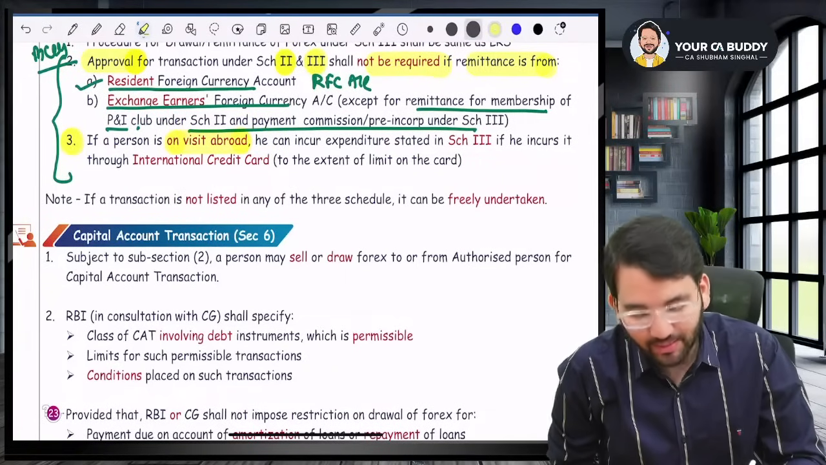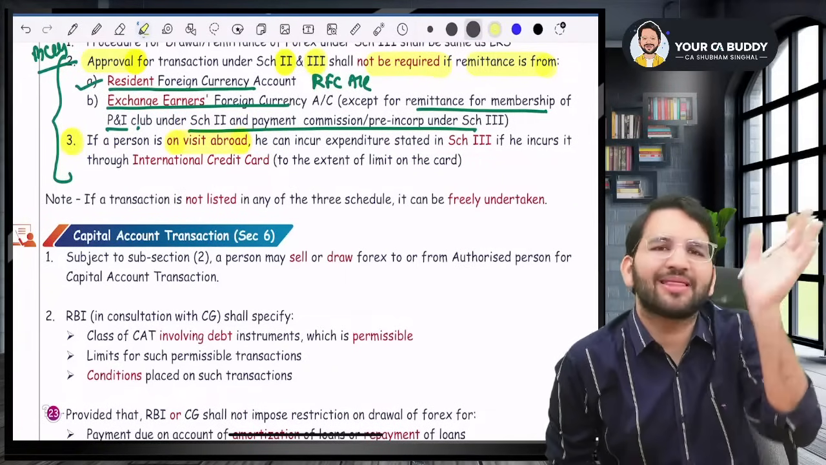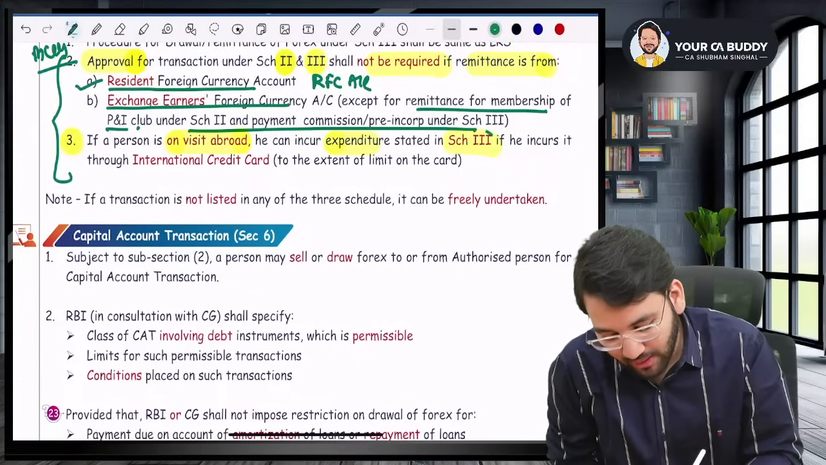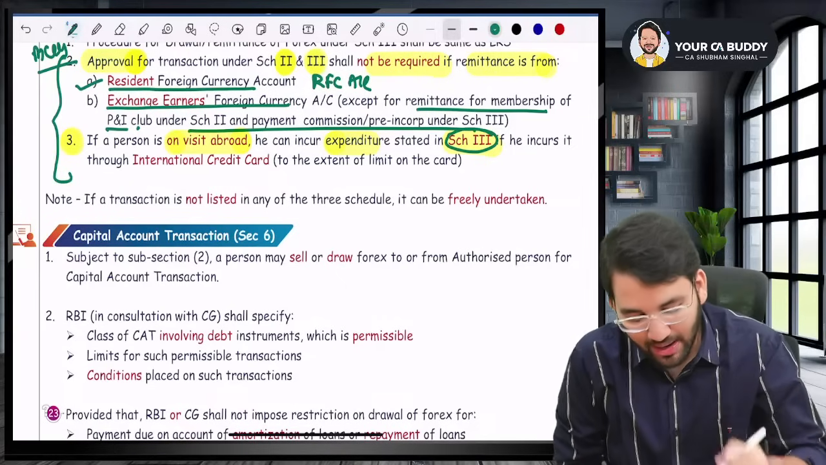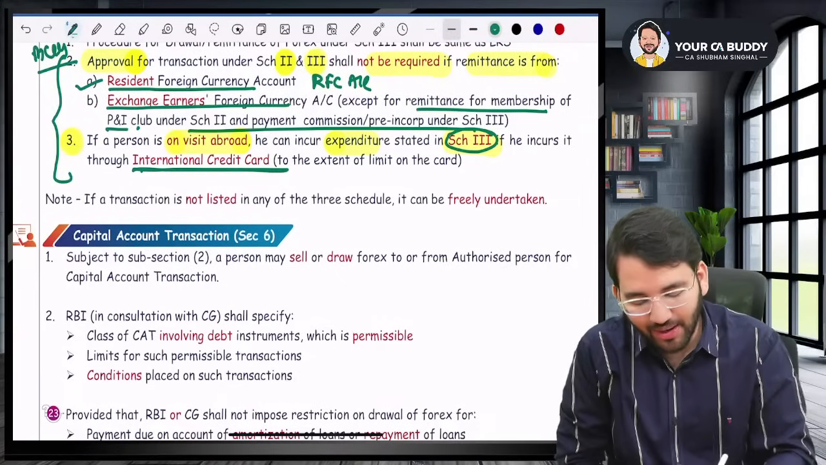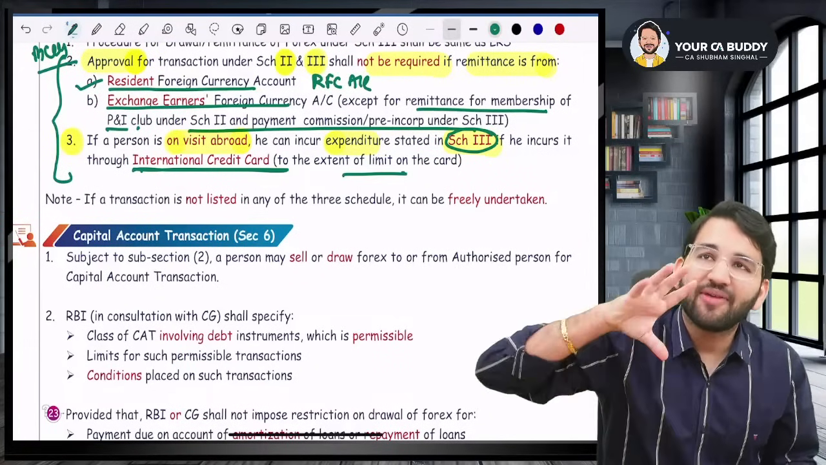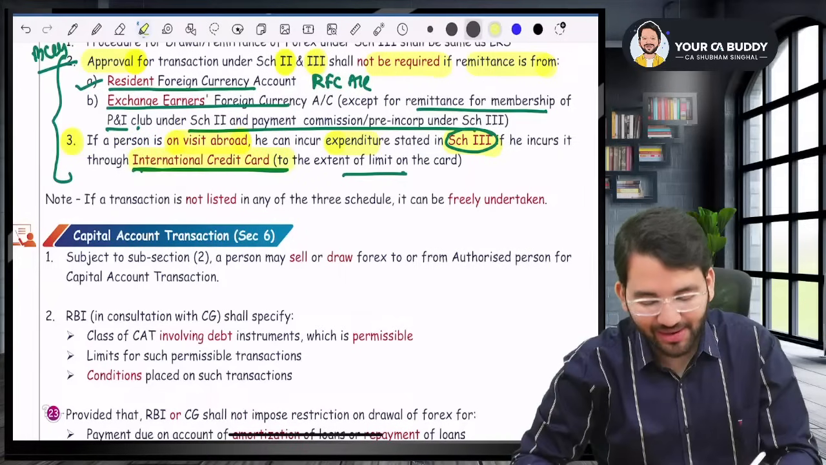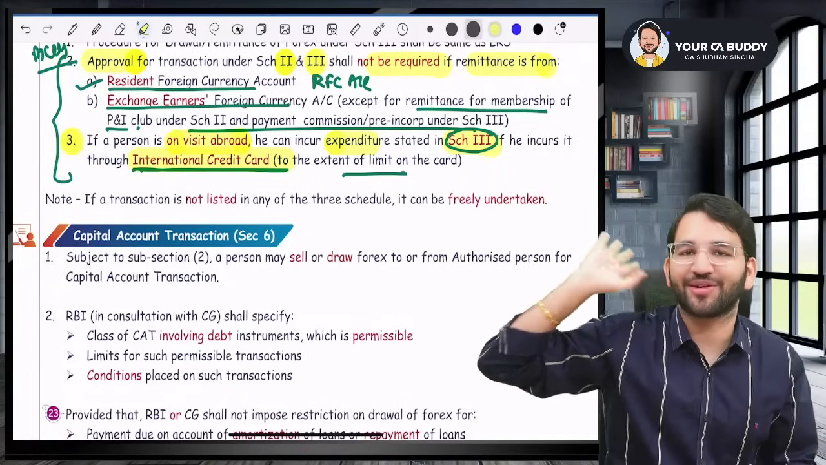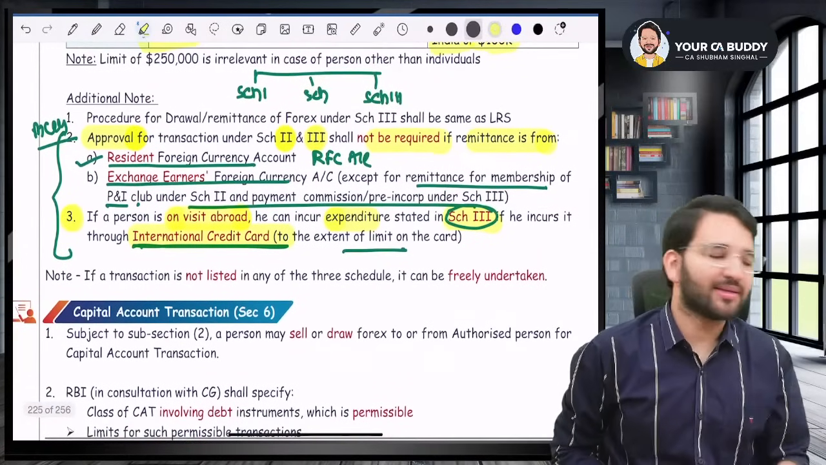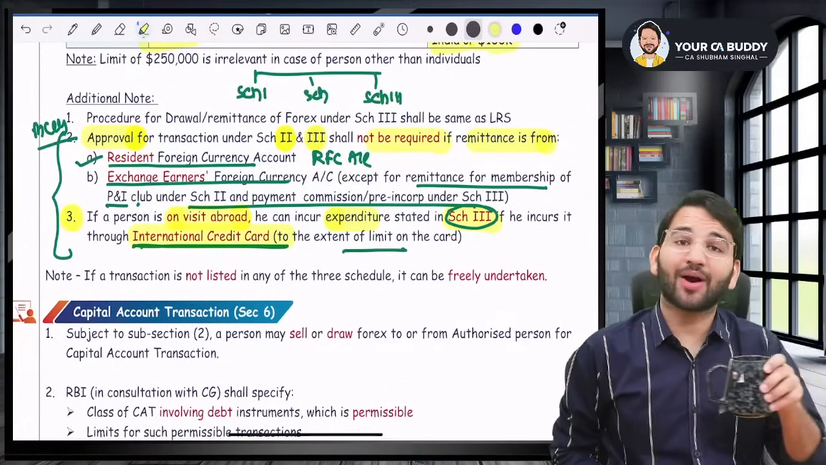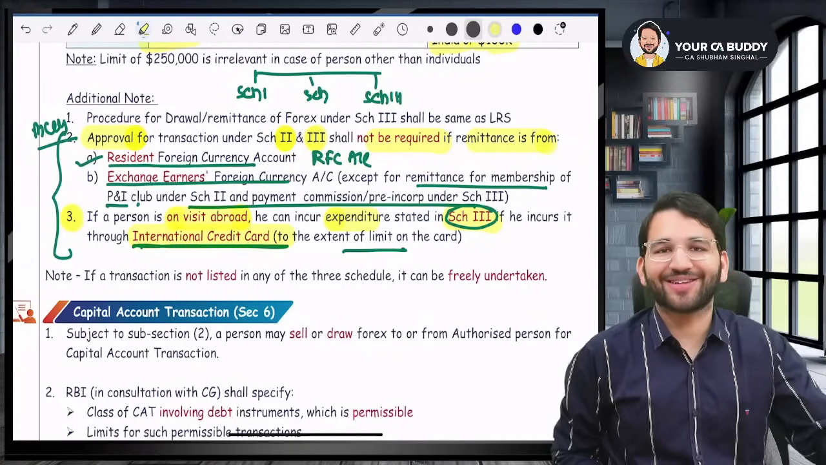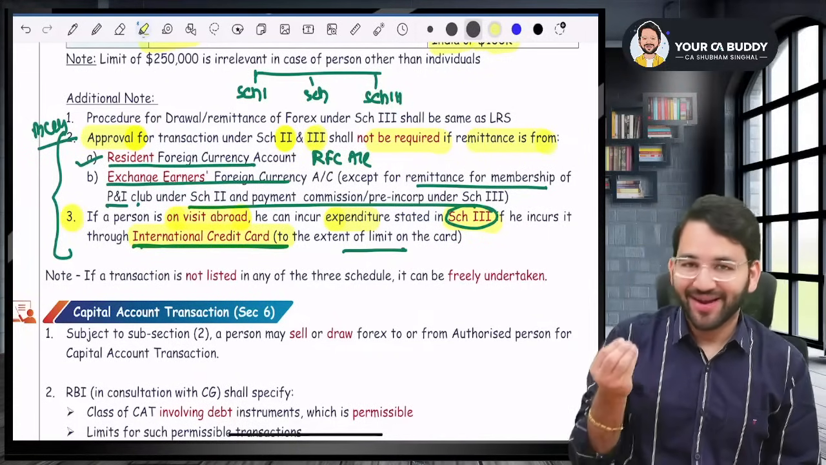Sir, if a person is on a visit abroad, roaming around in, for example, Thailand, and he can incur expenditure stated in Schedule 3, as in travel, gifts, donation, everything, if he incurs it through an international credit card to the extent of the limit. So basically, even if you're exceeding the limits of $250,000, up to the limit of the international credit card, you can easily spend. There is no restriction. These are the two points, and these are the two exceptions. And with this, your current account transaction comes to an end. Okay. Take a deep breath.